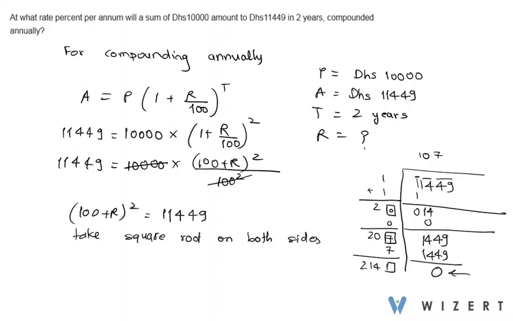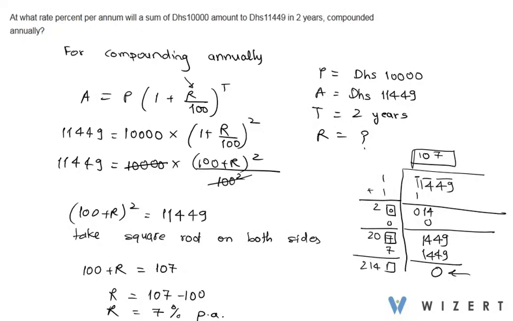So 11,449 is the perfect square of 107. So we get 100 plus r equal to 107. We get actually two values, plus and minus, but this is a rate which cannot be negative, so we consider only the positive value. So we get rate is equal to 107 minus 100, which is equal to 7. And this rate is already in percent per annum as used in this relationship. So the answer is 7% per annum.